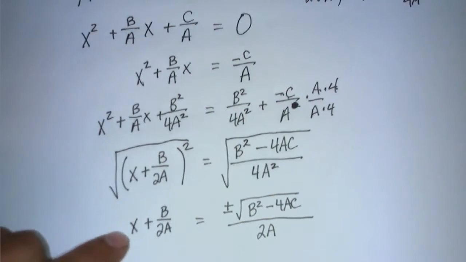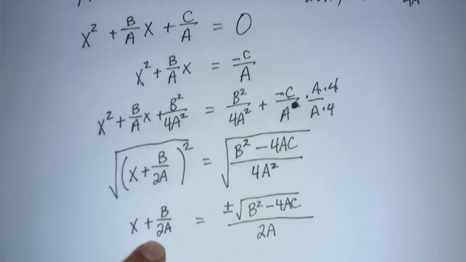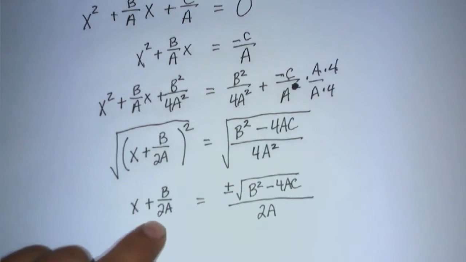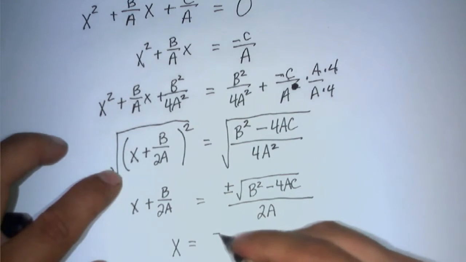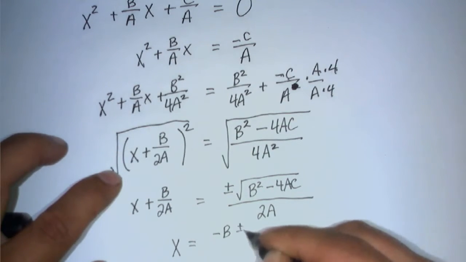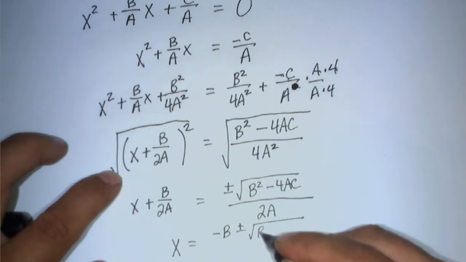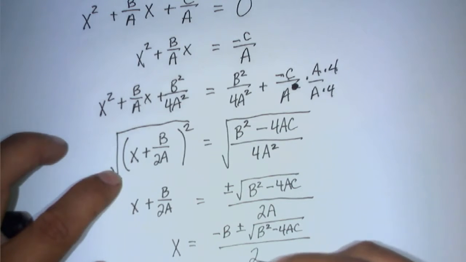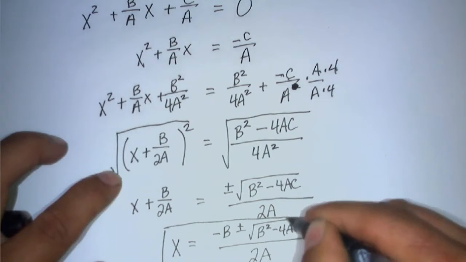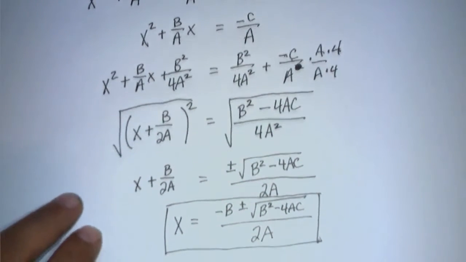Now we can solve for x by taking away b over 2a from both sides, right? That's easy because they have the same common denominator. So x is equal to negative b plus or minus the square root of b squared minus 4ac all over 2a. And there is the quadratic formula.